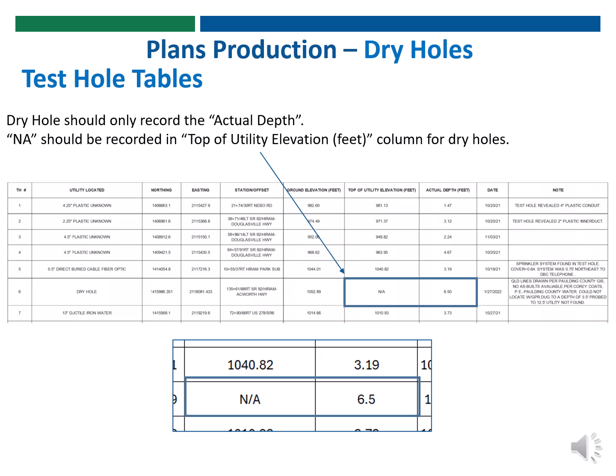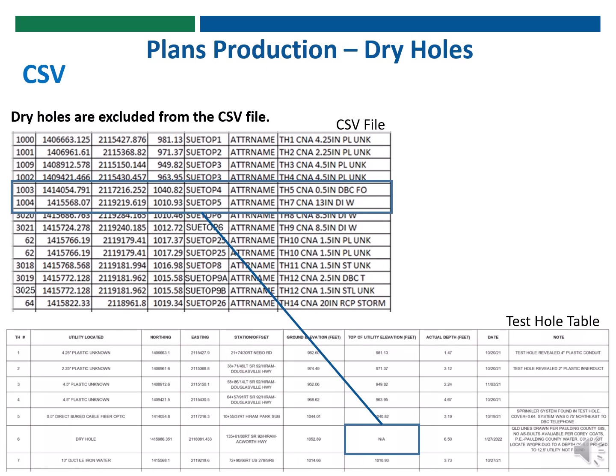In the test hole table, only the excavated depth is recorded for a dry hole. The top of utility elevation should be recorded as NA. Dry holes will not be included in the CSV file.